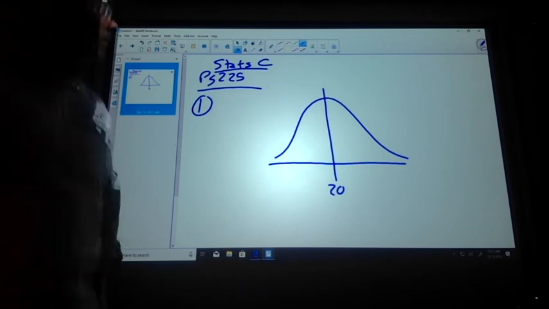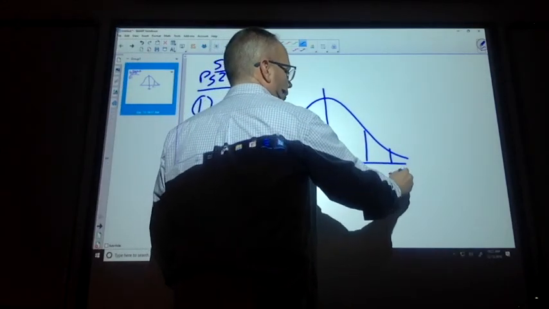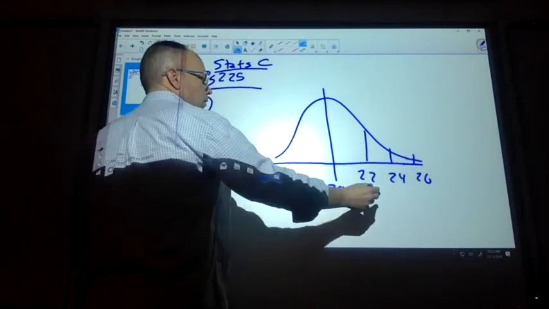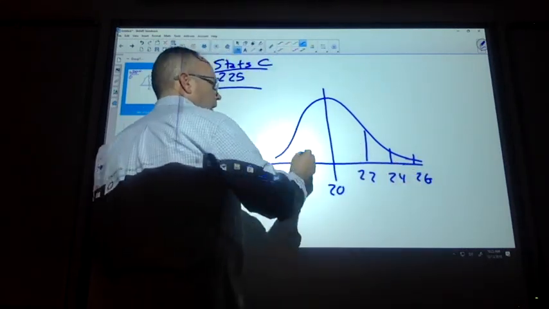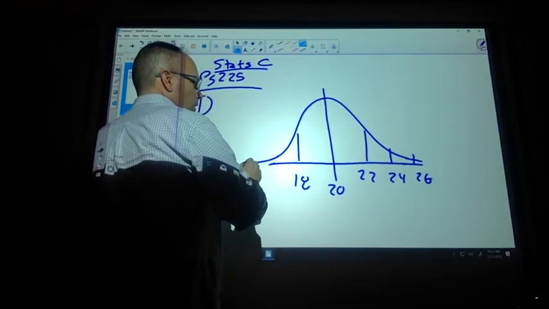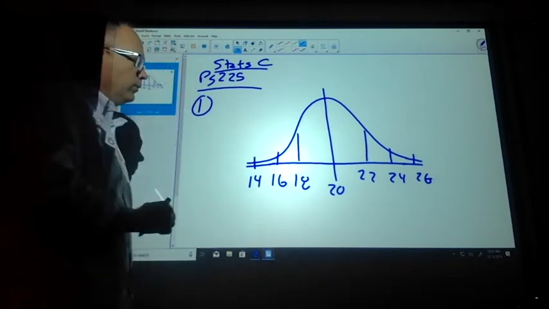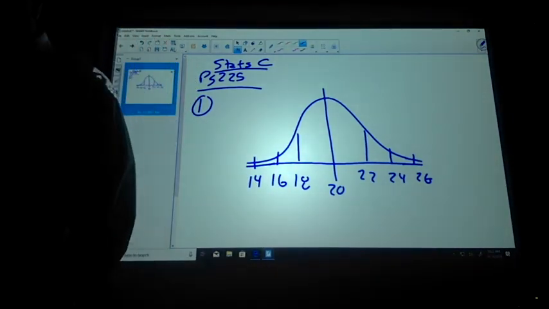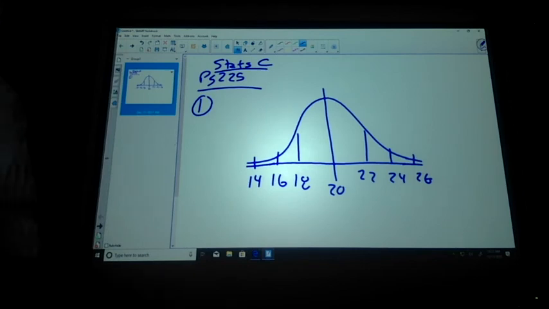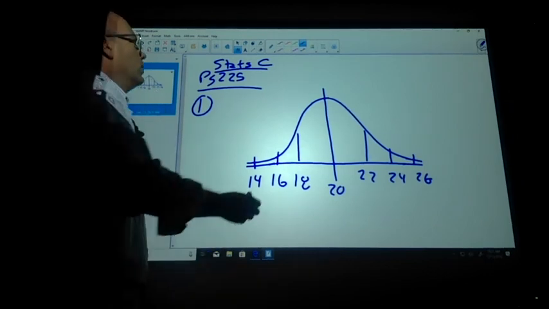So that's a 22, 24, that's a 26. That's an 18, that's a 16, and that's a 14. So that's the first thing you need to do. And then let me fill out the percentages that go on each of these.